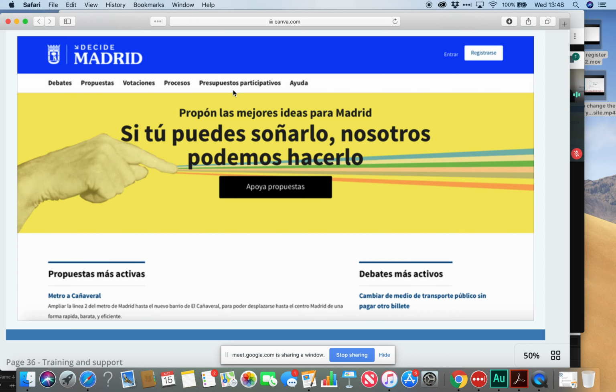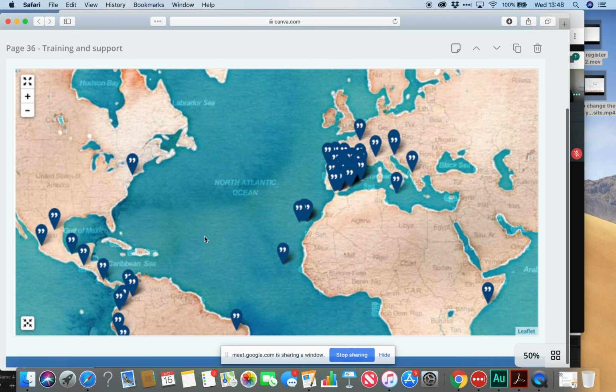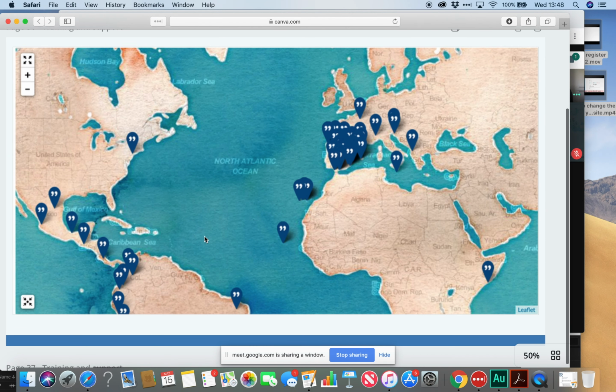As I was talking about, the tool is very international, so you can see everywhere that it's being used. It's also being used in Scotland. We need to get a little pin drop there.